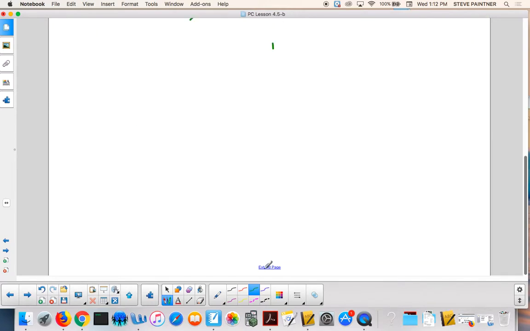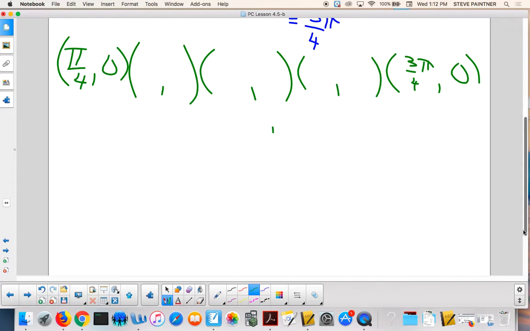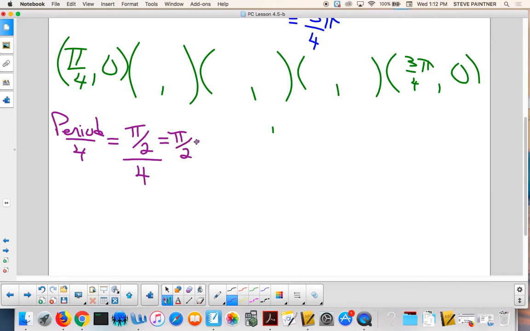All right. And then you got to figure out what's the interval. What are you counting by? Well, the period divided by 4 is what you're counting by. And the period was? Pi over 2 divided by what? 4. And you're not going to divide by 4. You're going to do what? Multiply by the reciprocal, 1/4. What are you counting by? 1/8 pi. This is not fun. 1/8 pi.